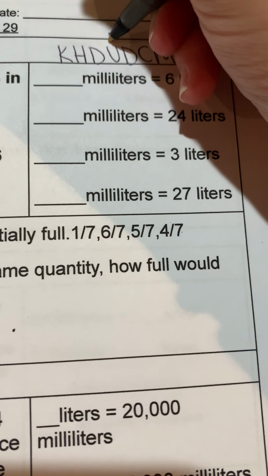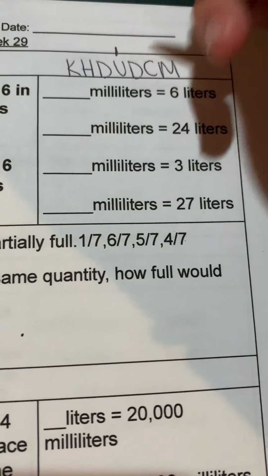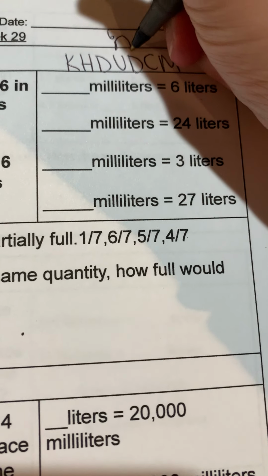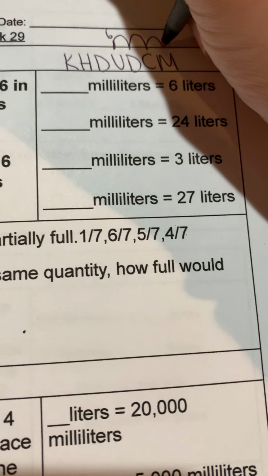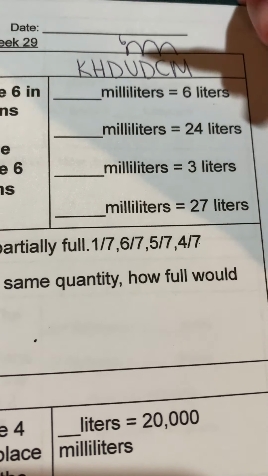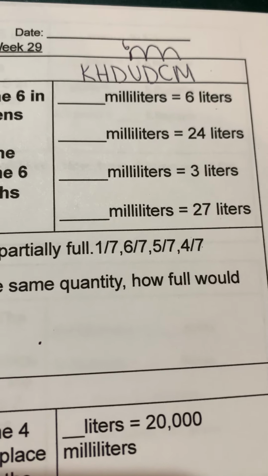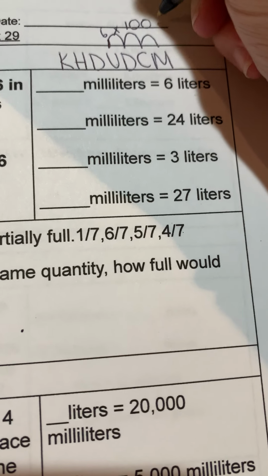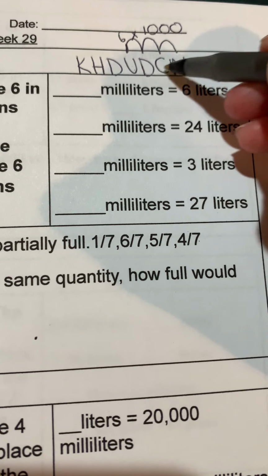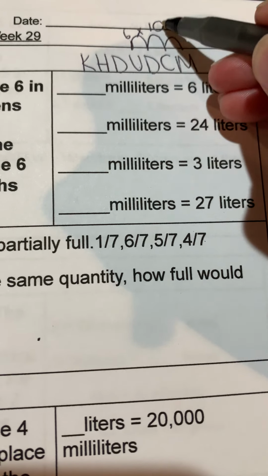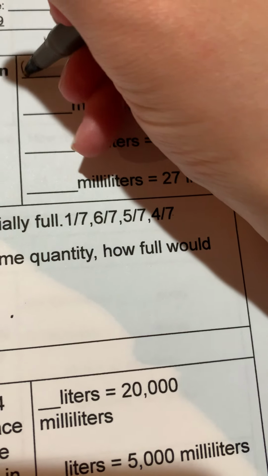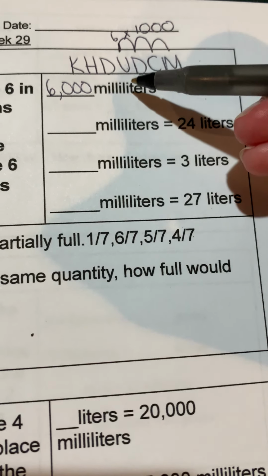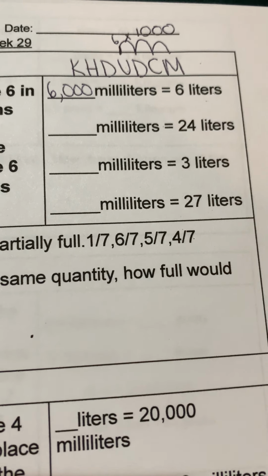We know liters is a unit. So we're starting from here and we're going to milliliters, which is the M. So we're going over 1 space, 2 spaces, 3 spaces. Going from left to right, we multiply. So we're going to do 6 times 1, 0, 2 zeros, 3 zeros because we moved over 3 spaces. 6 times 1,000 equals 6,000. So go ahead and follow these same exact steps for all the other ones.